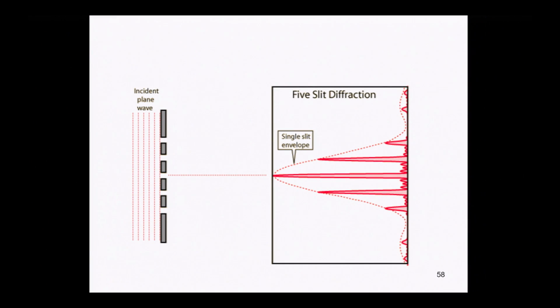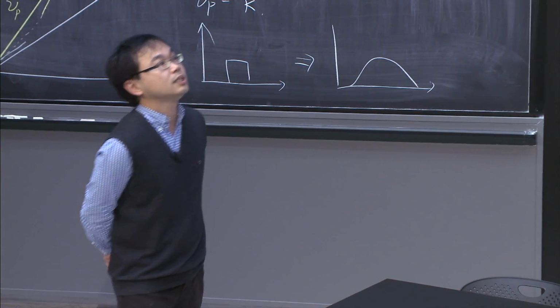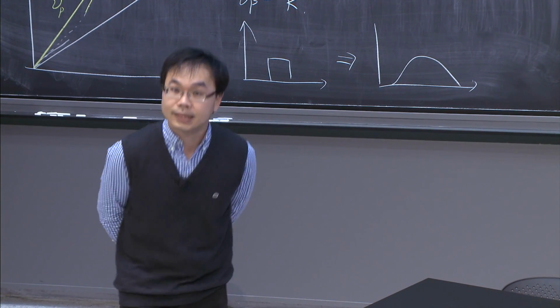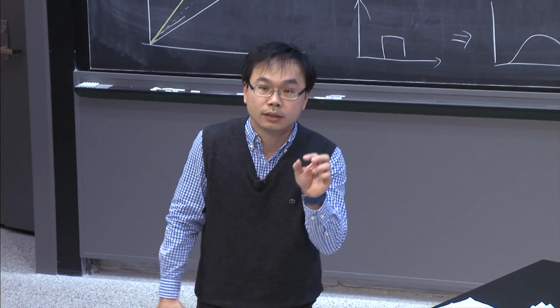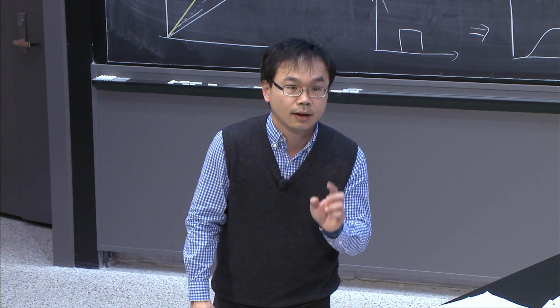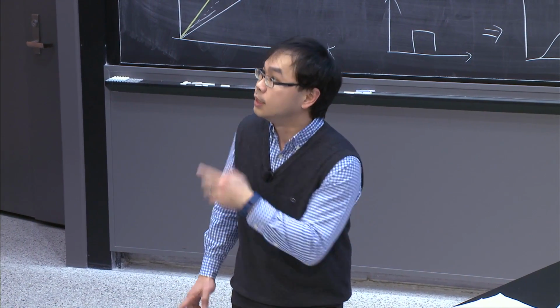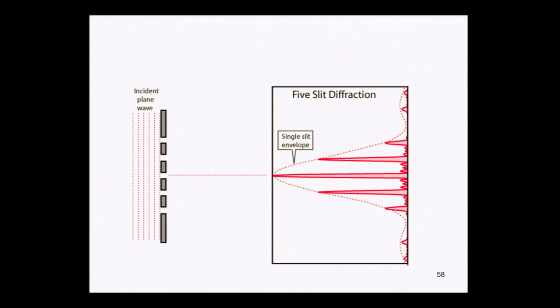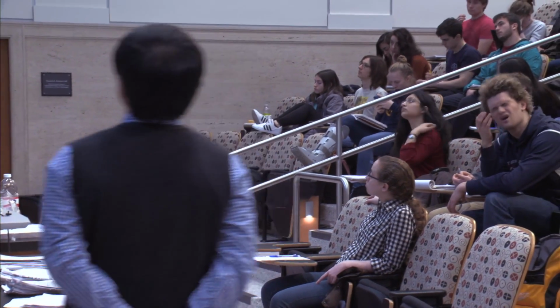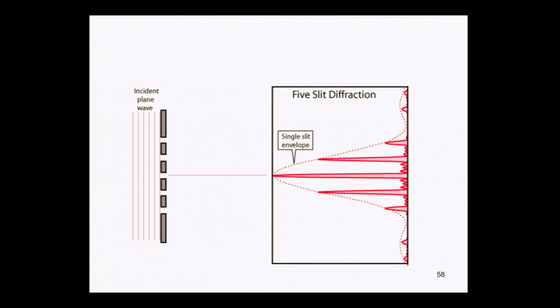So basically you have a multi-slit interference pattern, which is shown there, but now the intensity of the multi-slit pattern is modulated by the single slit diffraction pattern, and of course the full formula will be given to you.